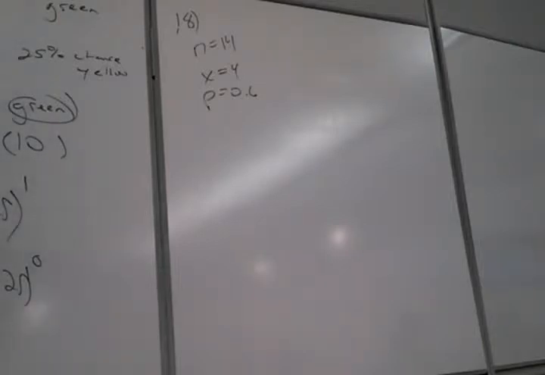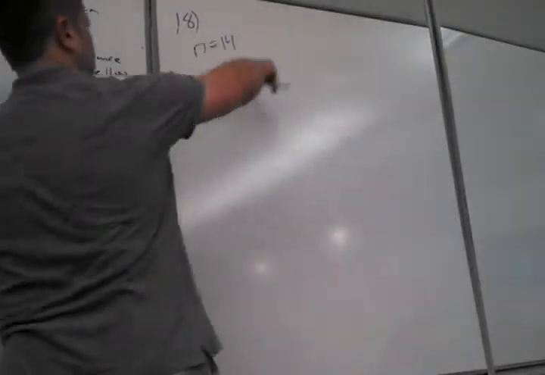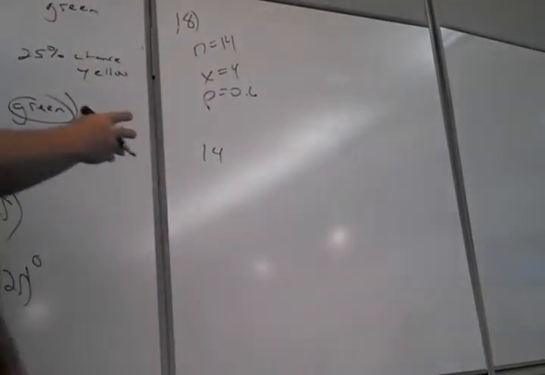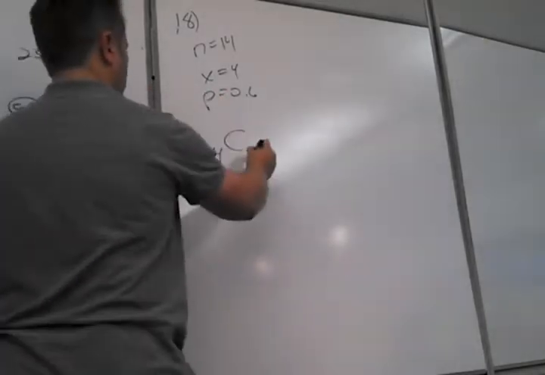What would X be over here? 9. 9 and? Or 10. X is the number of successes. So how would I set this up, the equation? How many things do I have total? 14. And how many of them do I want to choose? 4. I want 4 of those 14 to be successes.